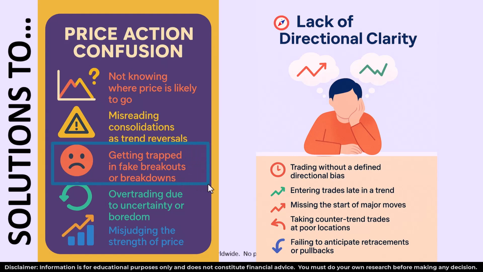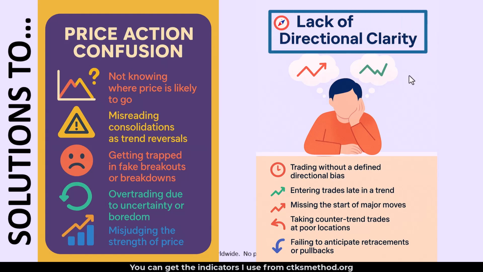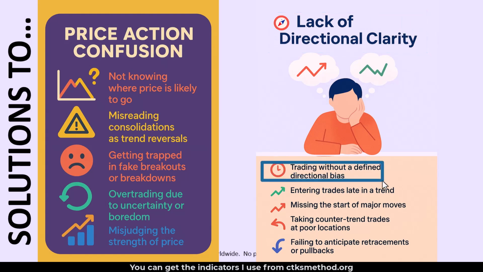Getting trapped in fake breakouts or breakdowns is also very common. Overtrading due to uncertainty or boredom, that's absolutely on the cards. And misjudging the strength of price, all of these problems can be overcome when you understand structure. There are also many problems when it comes to a lack of directional clarity. When people trade and invest without a clearly defined directional bias, and the directional bias always comes through structure.